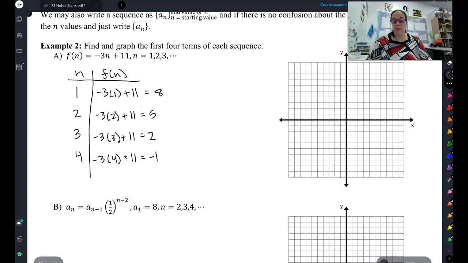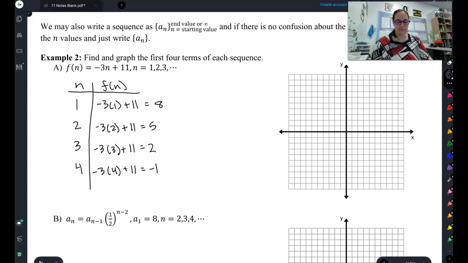Now, as for graphing this, I'm going to graph it kind of like a point, (1, 8). So my first term is up here at 8. My second term is at 5, so second, 1, 2, 3, 4, 5. Third term is at 2. And my fourth term is at -1.